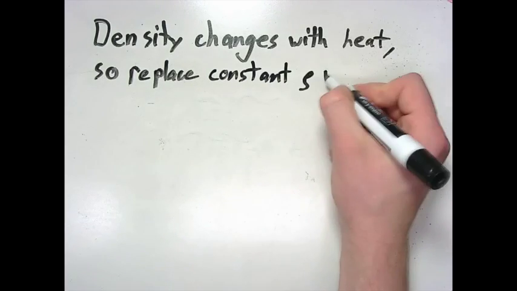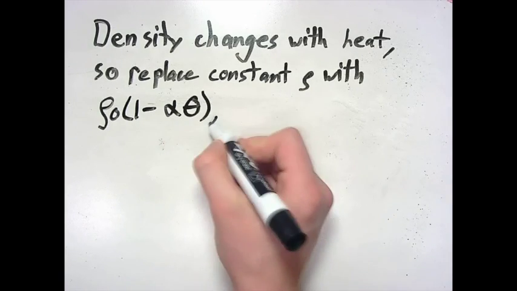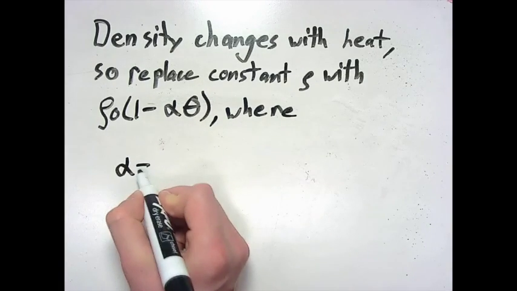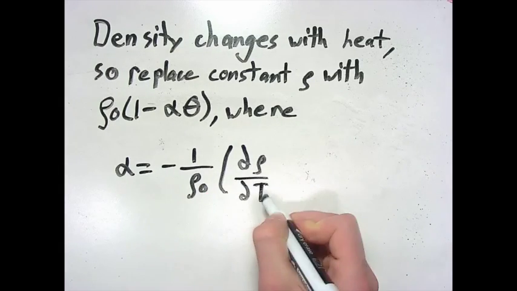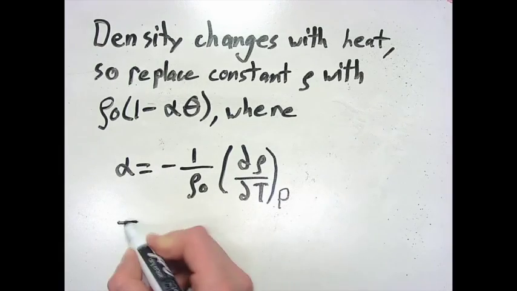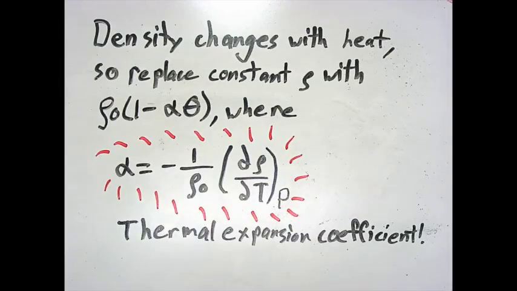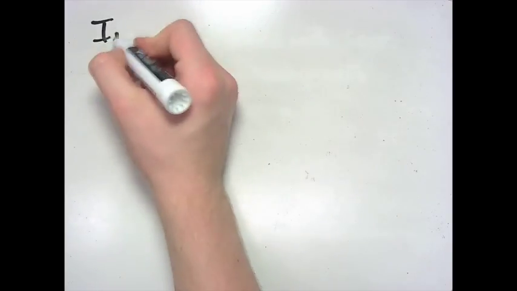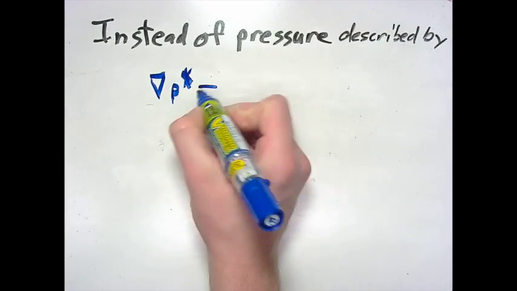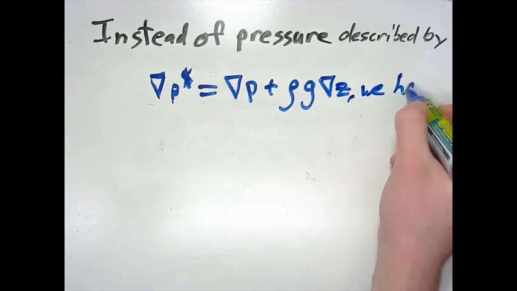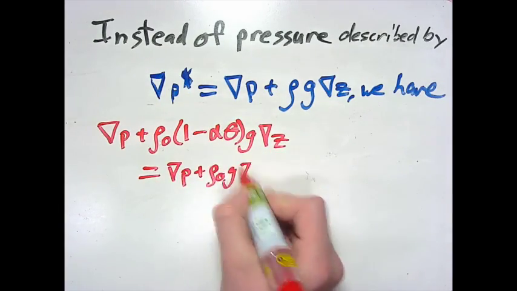We will replace our constant rho, which stands for density, with a function that changes with temperature. Here, alpha deals with the rate of change of volume with respect to temperature. We call this the thermal expansion coefficient. We can now replace the previous pressure gradient, as introduced by the Navier-Stokes equation, with our new one that includes thermodynamics.